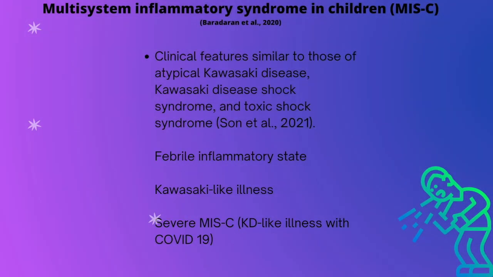Multi-system inflammatory syndrome in children. The clinical features are similar to those of the atypical Kawasaki disease, Kawasaki disease shock syndrome, and toxic shock syndrome. They are in a febrile inflammatory state. They have Kawasaki-like illness, and if they have both, it's called severe MISC.